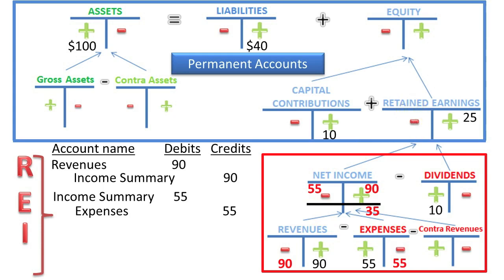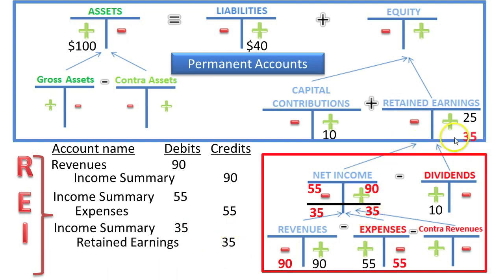Now, how would we close this income summary account? Since it's currently a credit, we would have to debit income summary. We post that debit into income summary account. Income summary is now 0. But this journal entry needs to balance, so we need a credit of 35, and that 35 will appear as a credit in retained earnings. And that makes sense. Net income increases retained earnings.